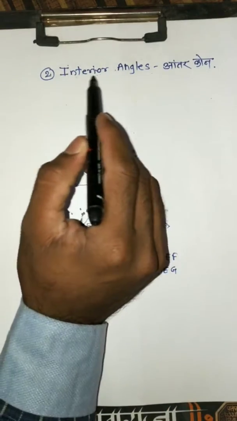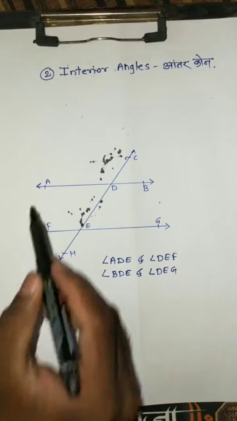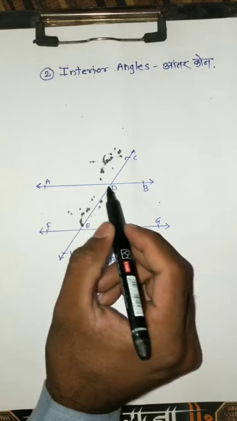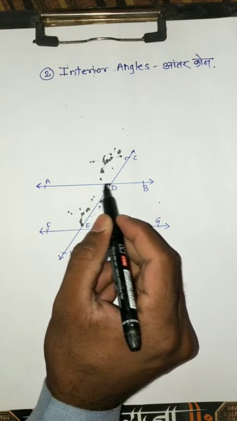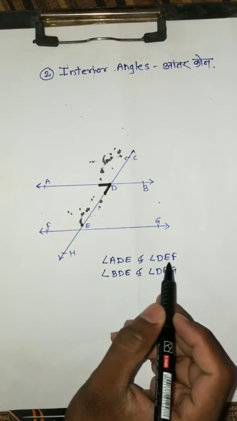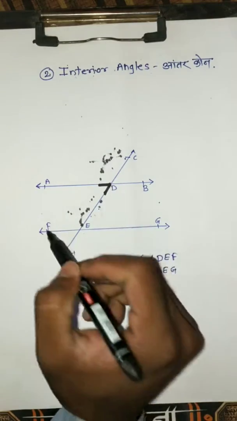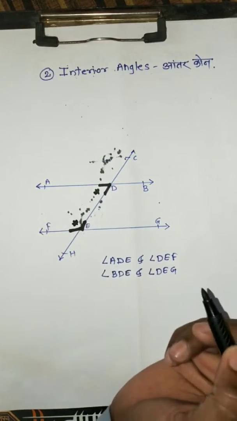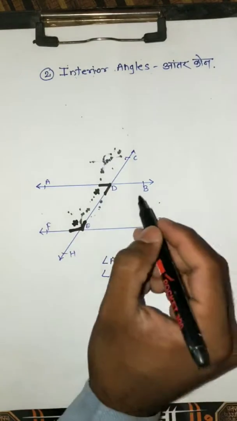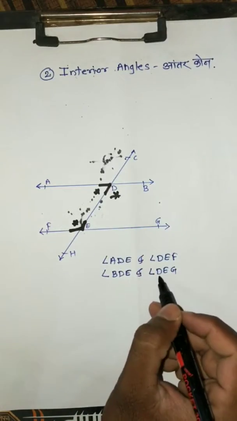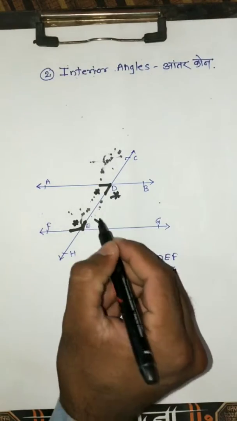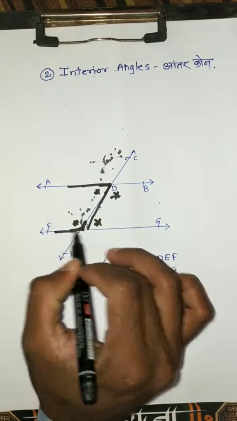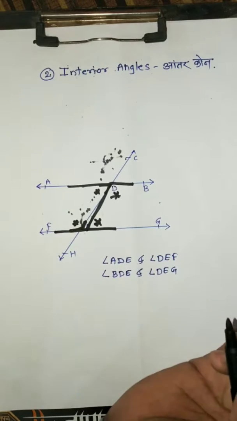The second is interior angles, अंतरकोन. In the given figure, angle ADE and angle DEF are interior angles, as well as angle BDE and angle DEG. These two angles are interior angles, like this.